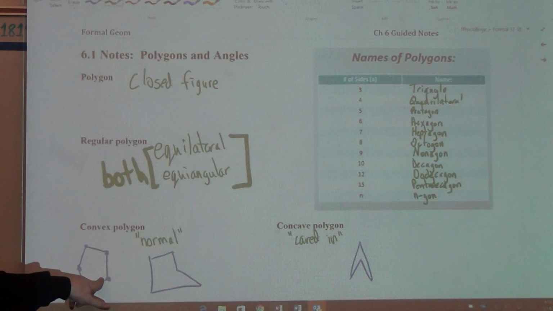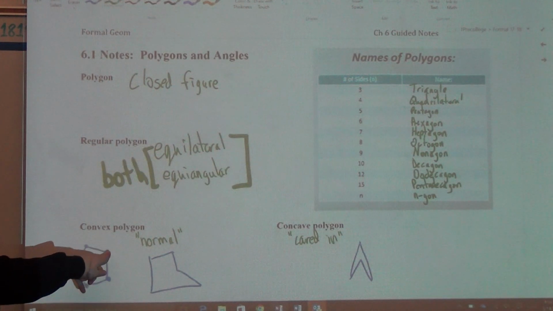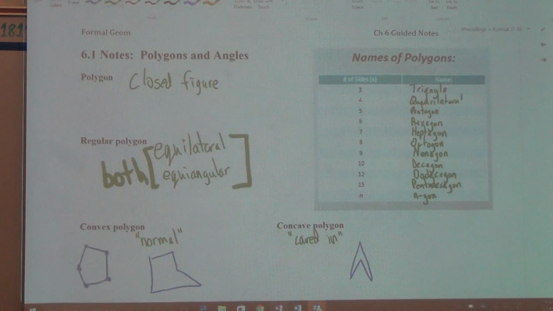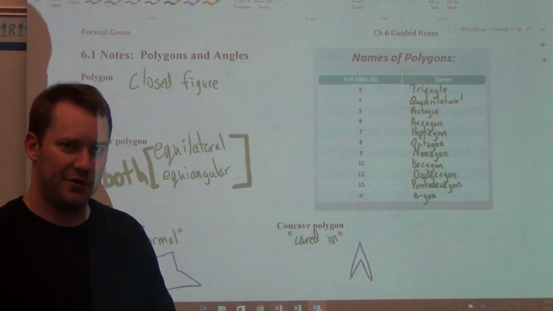We define a convex polygon. There's a very complicated definition for our use. We just need to know that it needs to be kind of normal. I don't have a better word for it. I wish I did. A concave polygon is caved in. That's an easy way to relate that concept.